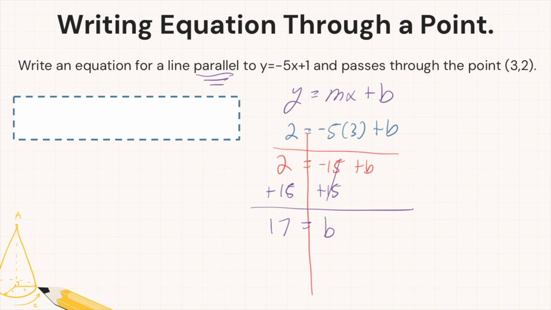We know our slope is negative 5. So now we can write our equation. So our equation is going to be y equals, our slope is negative 5 because we have to have the same slope that we had before. Bring down our x. And we know our b is 17, so plus 17. We now have a line that is parallel and goes through that point. Now let's take a look at one more example.